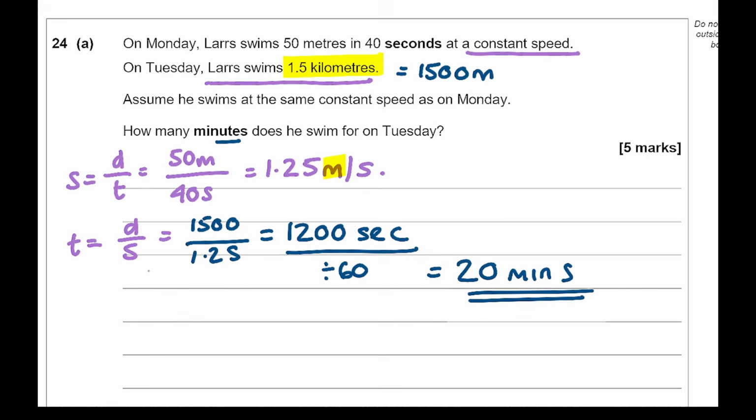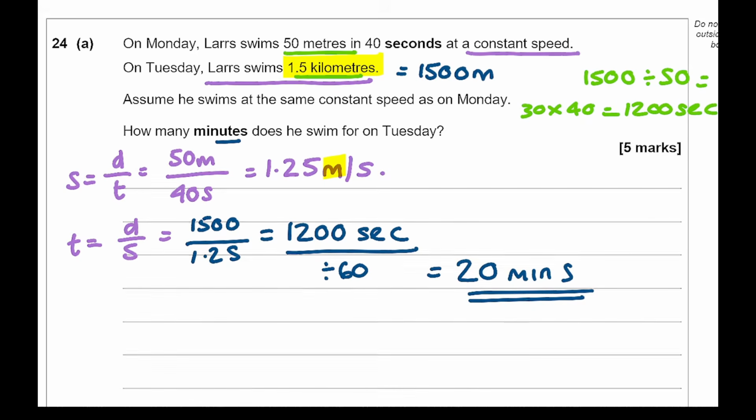Now, alternately, another method you could do is to first of all find out how many 50 metres there are in 1.5 kilometres. So if I did 1500 divided by 50, that gives me an answer of 30. Now to get the number of seconds, I multiply that by 40. So if I then do 30 multiplied by 40, I get 1200 seconds. And again, all that's left for me to do is convert that into minutes by dividing by 60.